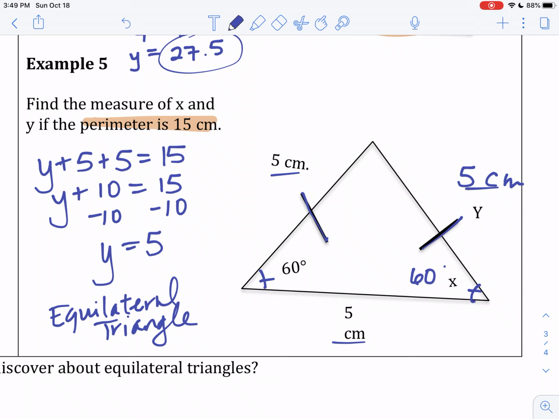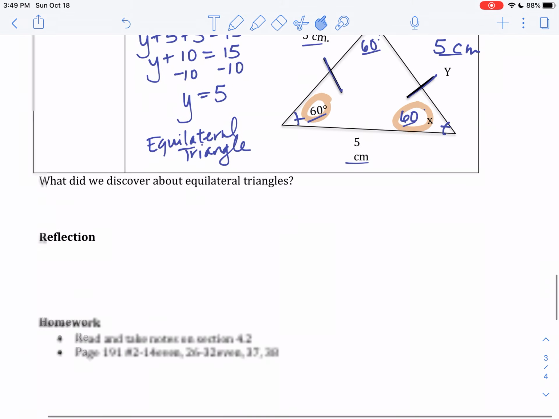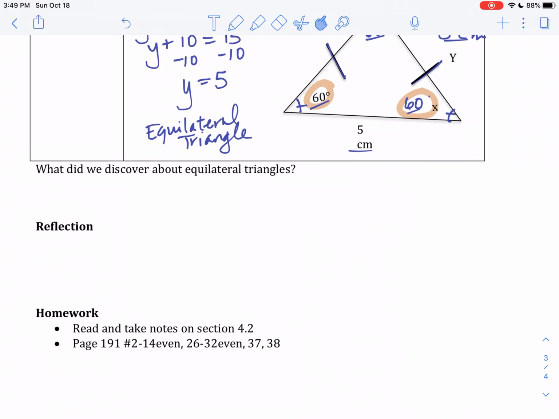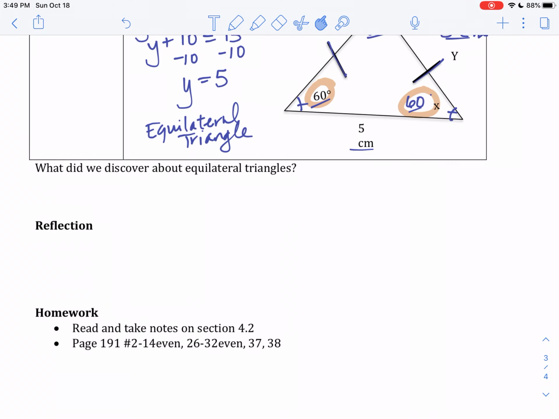Okay, and I know that all three angles in my triangle add up to 180, so I have a 60-degree angle plus a 60-degree angle, that's 120. So if I take 180 minus 120, that's the measure of this top angle, which is also 60 degrees. So if I have three equal angles, I have three congruent sides for my equilateral triangle. All right, so we just discovered three equal sides, three equal angles there.